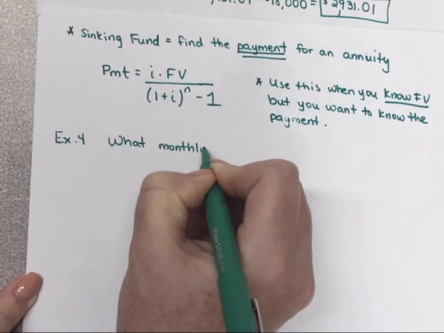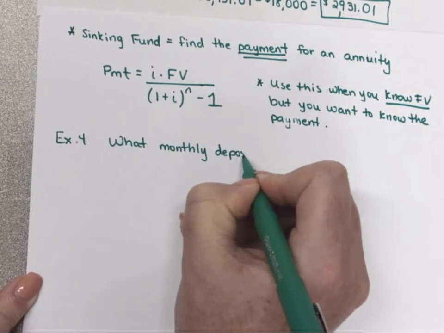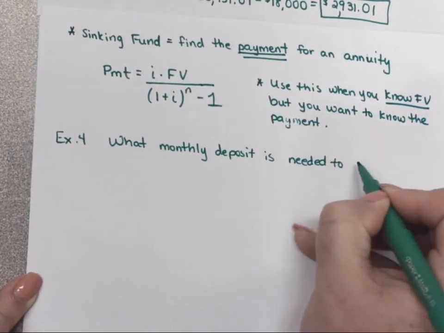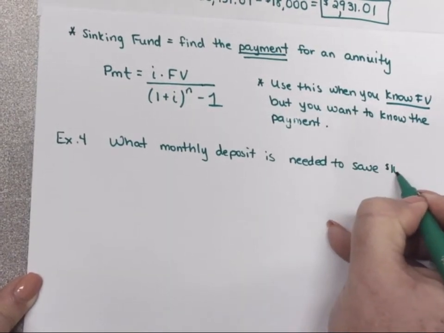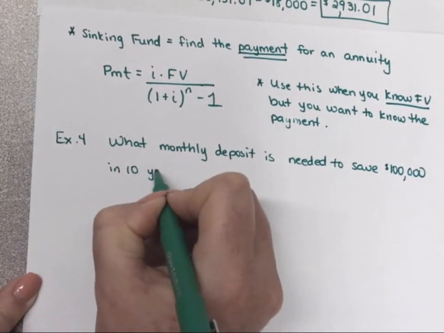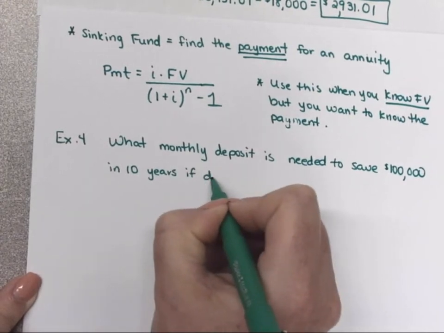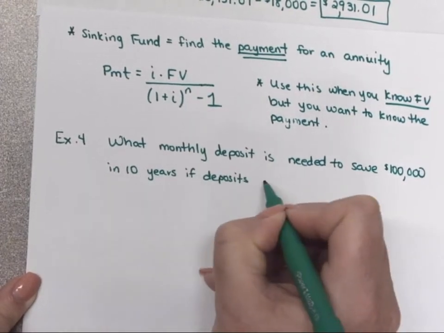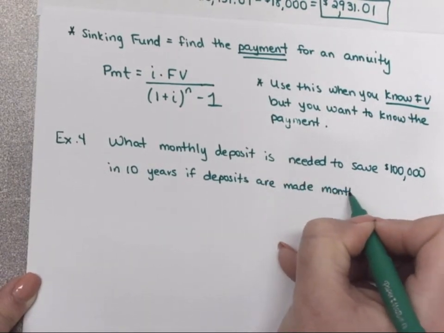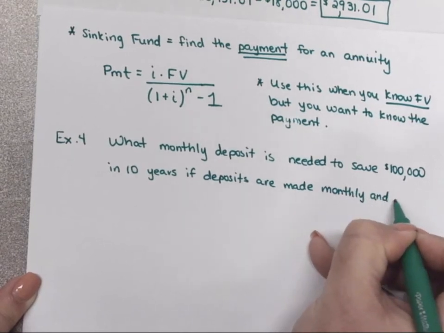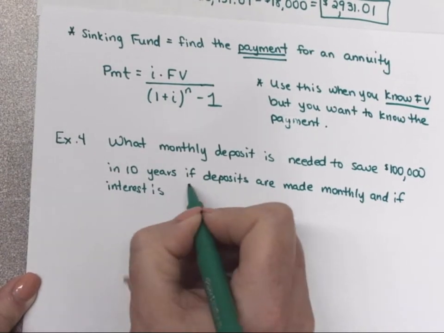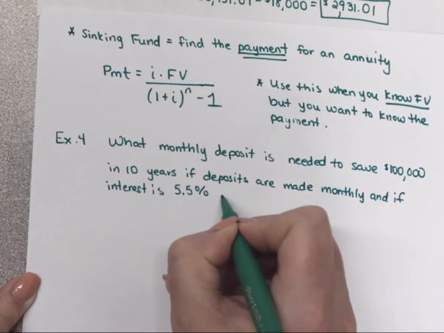So this says, what monthly deposit is needed to save $100,000 in 10 years if deposits are made monthly and if interest is 5.5% compounded monthly.